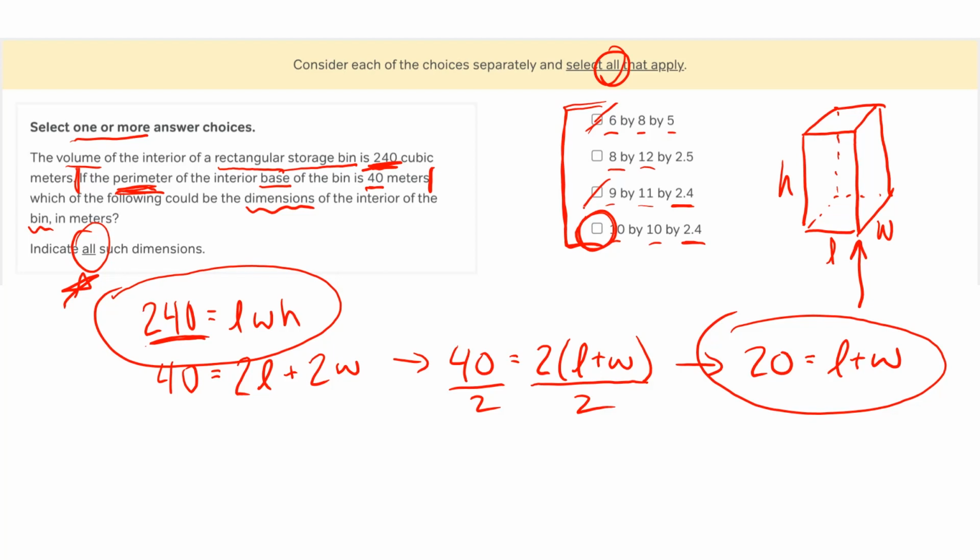All right, looking at B. Okay, this one's a little nastier. 8 by 12 by 2.5. This is a 2.5, not a 2.4. Now, again, you can get out a calculator if that's going to be faster. However, there are a couple of relatively easy ways to do this in your head. So rather than doing 8 times 12 times 2.5, we can do 2.5 times either 12 or 8. If we do 2.5 times 8, we end up with 20 times 12, which is relatively easy mental math to get to 240. That one also makes both of these equations true. So the correct answers for this question were B and D.